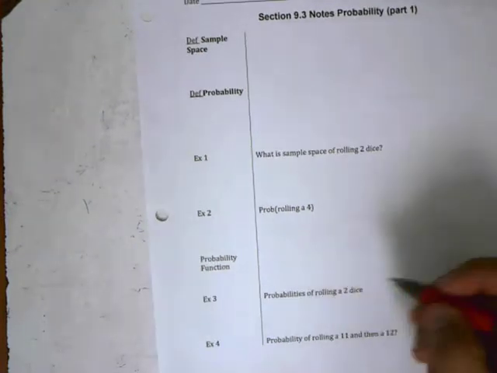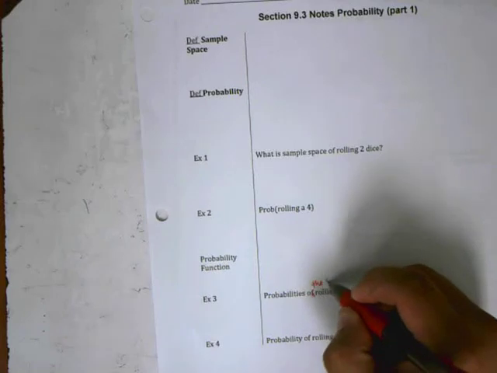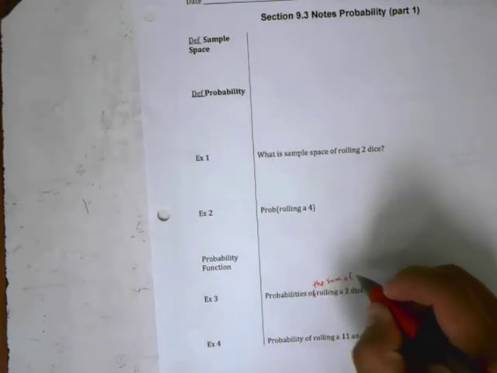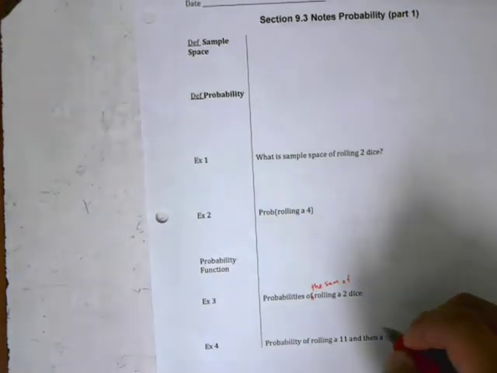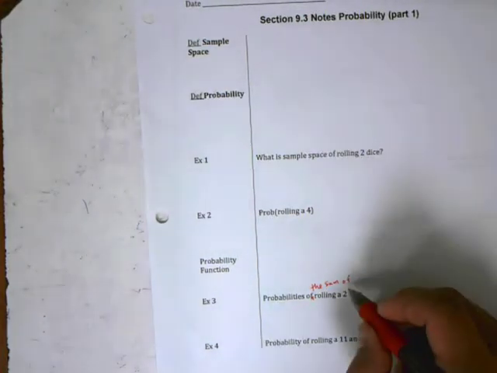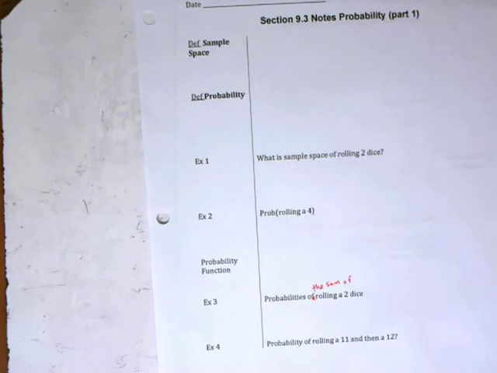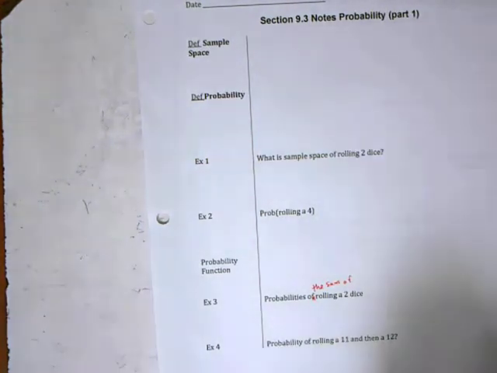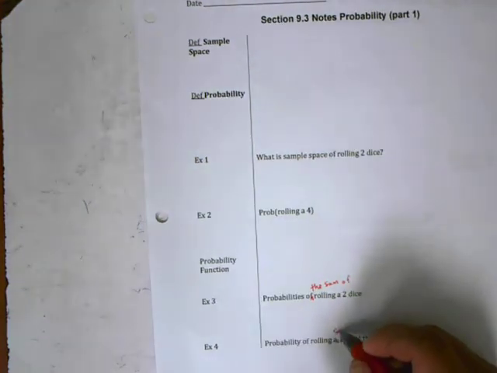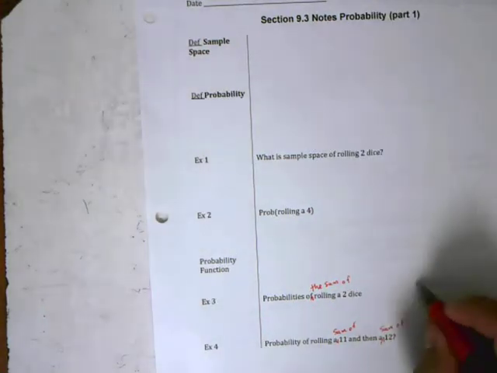It should read: the probabilities of the sum of rolling two dice. In other words, we're not interested in the actual individual pieces. We're looking at the probabilities of rolling a sum. Same thing here. We're interested in the probabilities of rolling a sum of 11 and then a sum of 12. So these are typos.